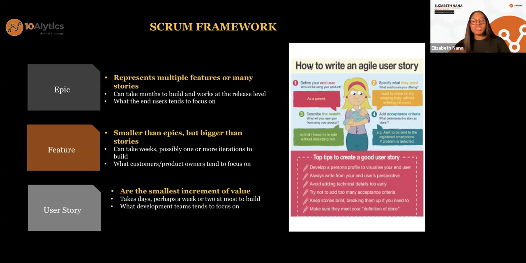Now, what is step 4, which is basically the final step in writing your agile user story? Step 4 is to add acceptance criteria. And acceptance criteria really just means what determines this story is done, right? So acceptance criteria serves two purposes, right?